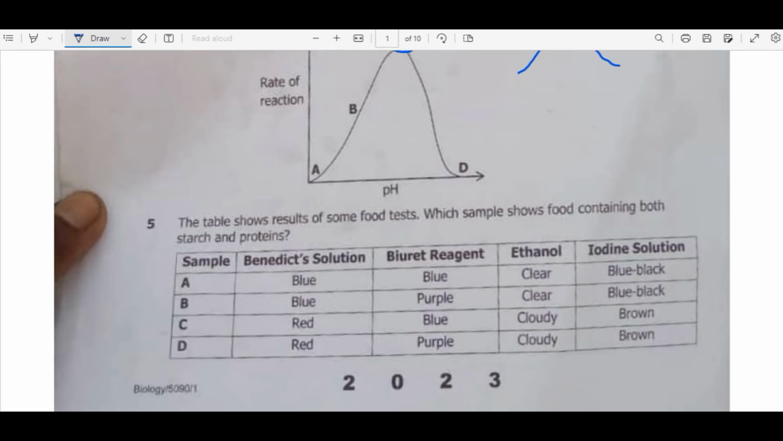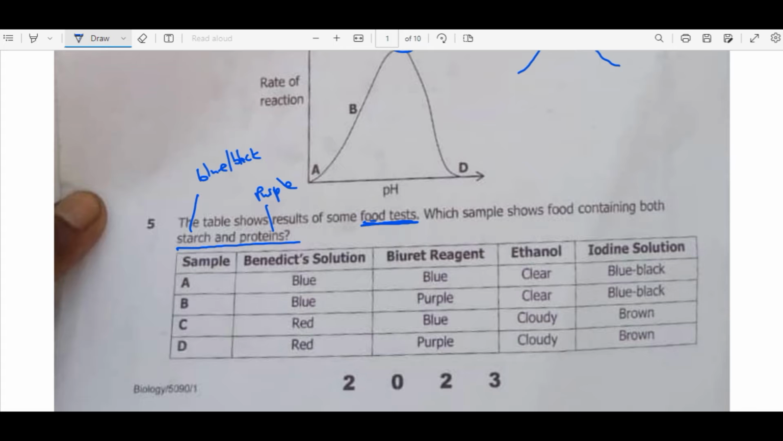What are we looking for here? The table shows the results of food tests. Which sample shows food containing both starch and protein? Let us start with starch. In a food substance which contains starch, when iodine solution is added, it will turn blue-black. And proteins will turn purple.